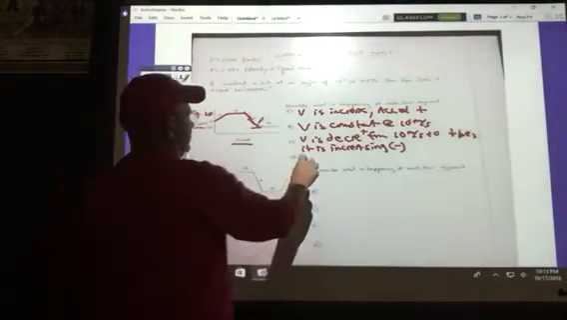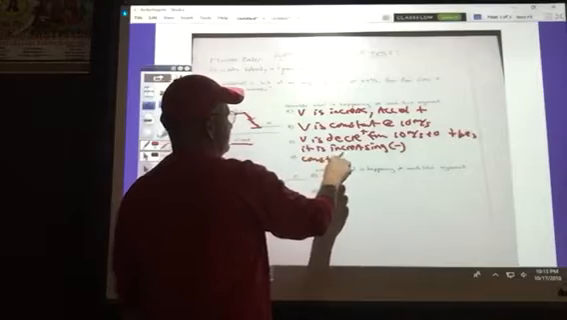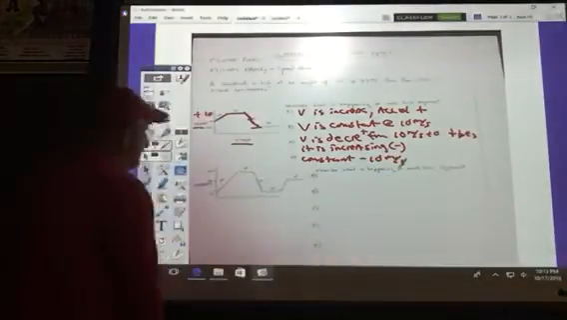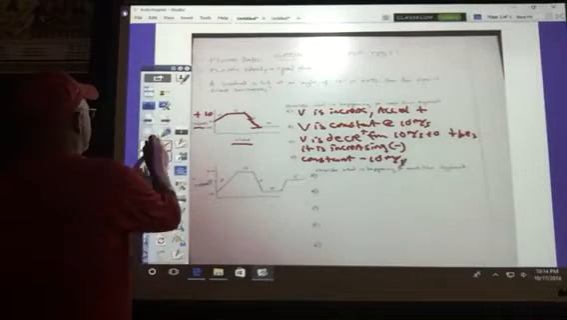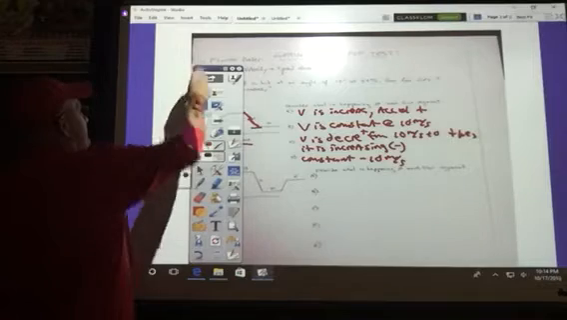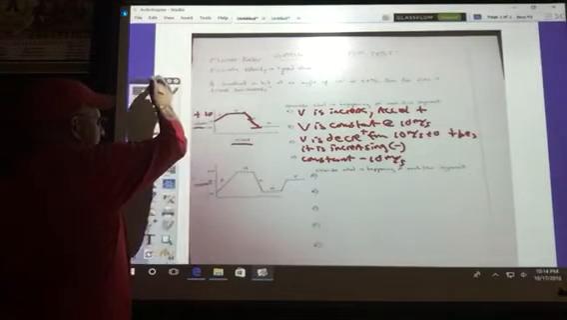And then at D, it's a constant negative 10 meters per second velocity. So you have to read the graph. You have to look at it and see what it's saying and pull the information.